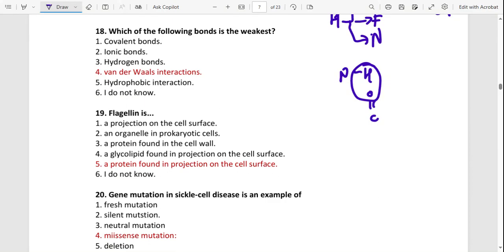Which of the following bonds is the weakest? We already mentioned this. We said covalent are the strongest, followed by ionic, followed by hydrogen bonds, and then van der Waals forces.